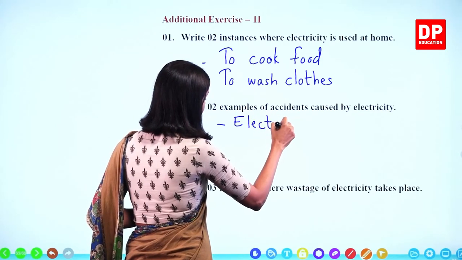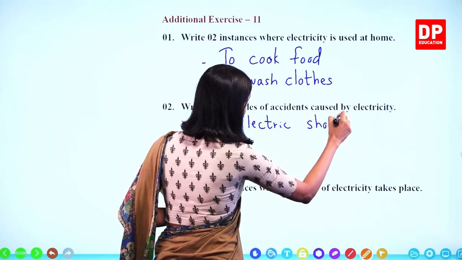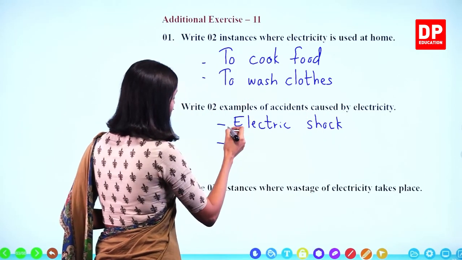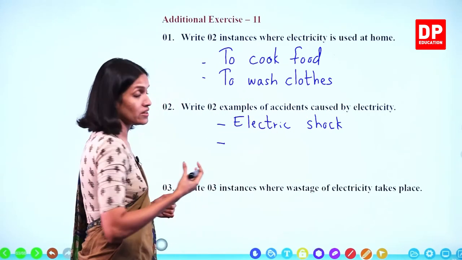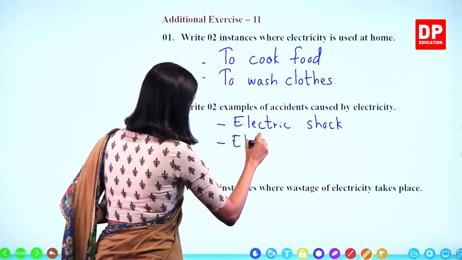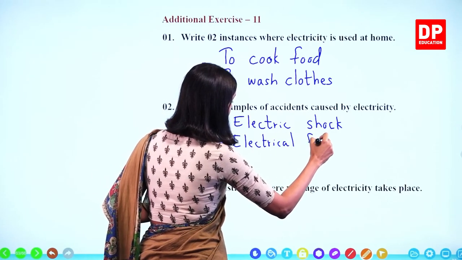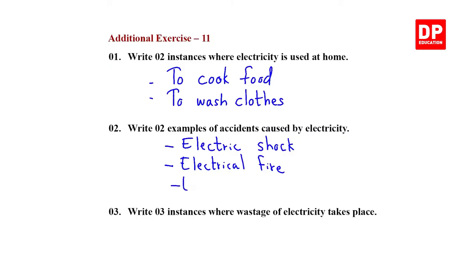Electric shock, that is one type of accident, right? And sometimes because of electricity, because of high heat, fire is caused, right? Electrical fire and burns as well. Electrical burns.